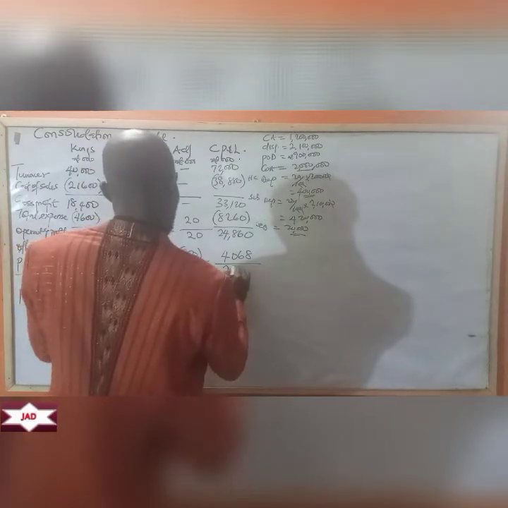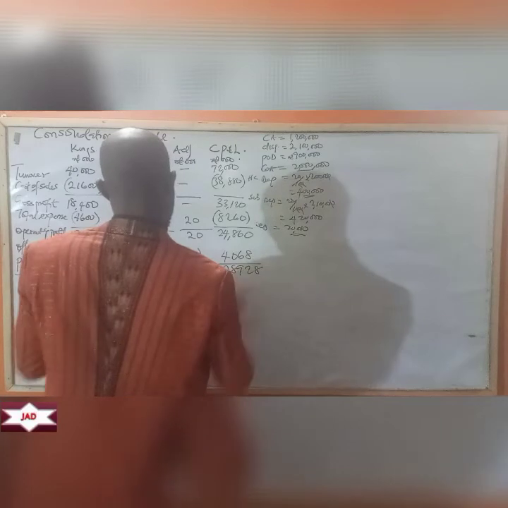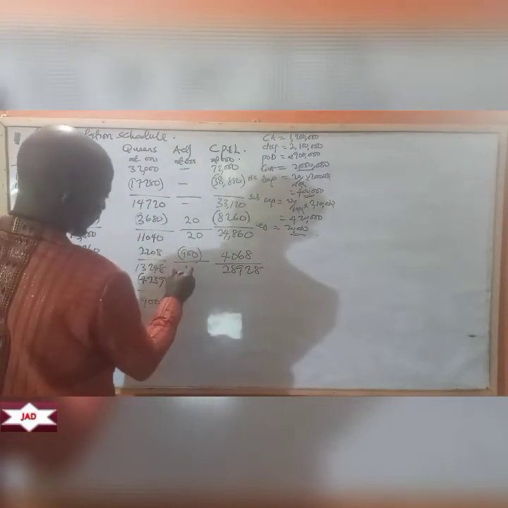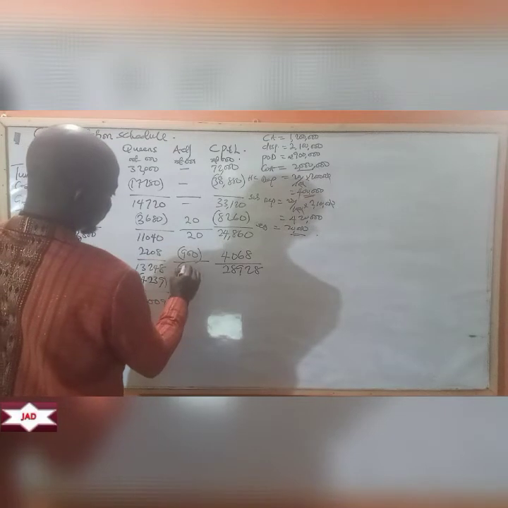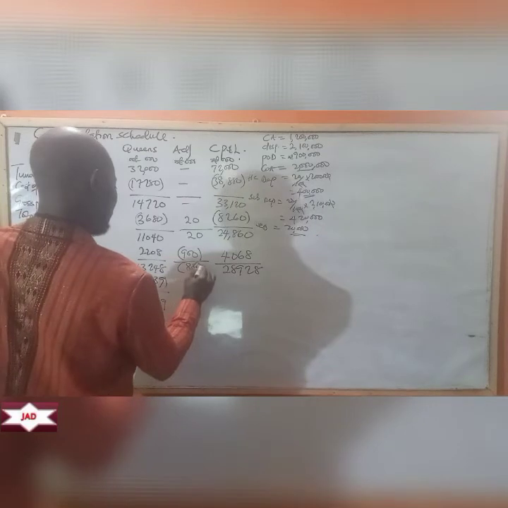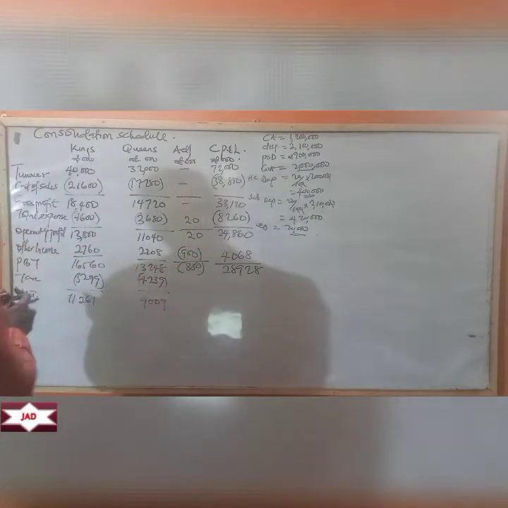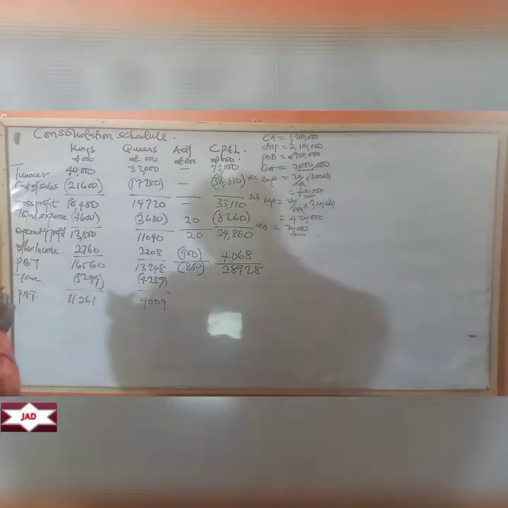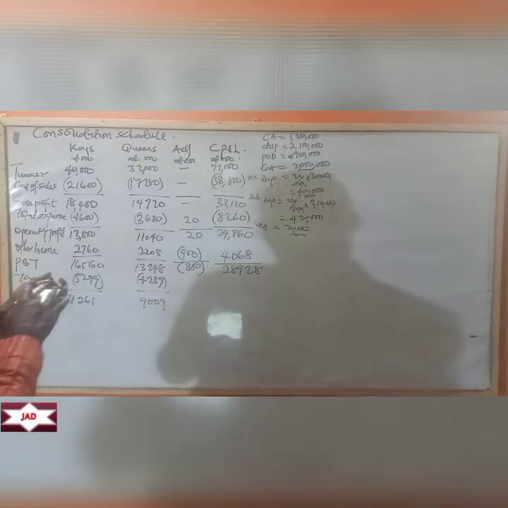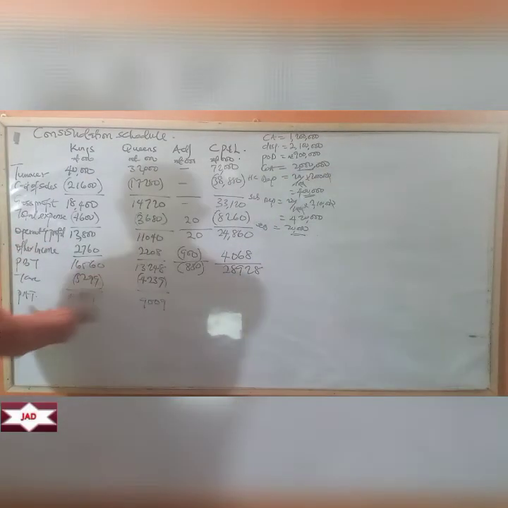So we have 28,928. So this will be plus negative. This will be, I think, negative 880. Right? So let's check it this way. 16,560 plus 13,248 minus 880. We have 28,928. Okay, so this our tax.